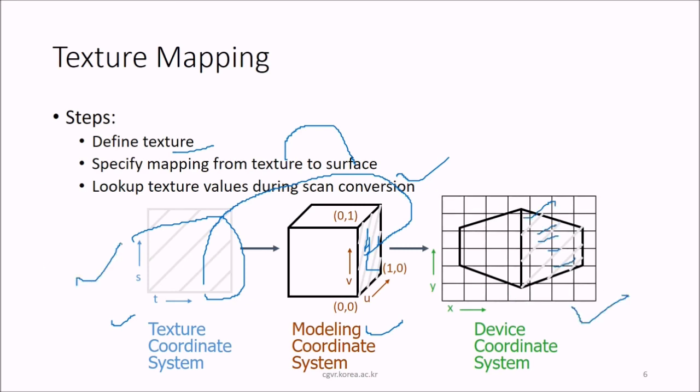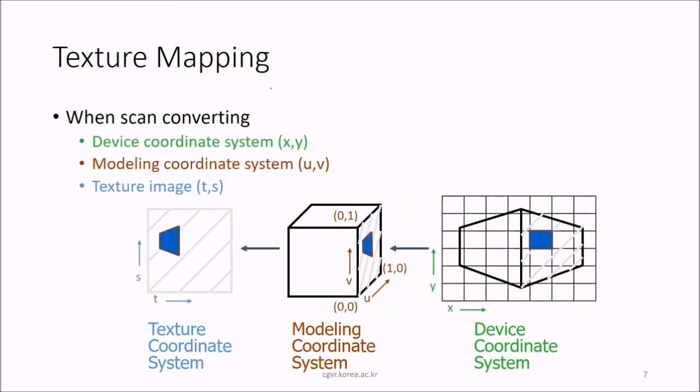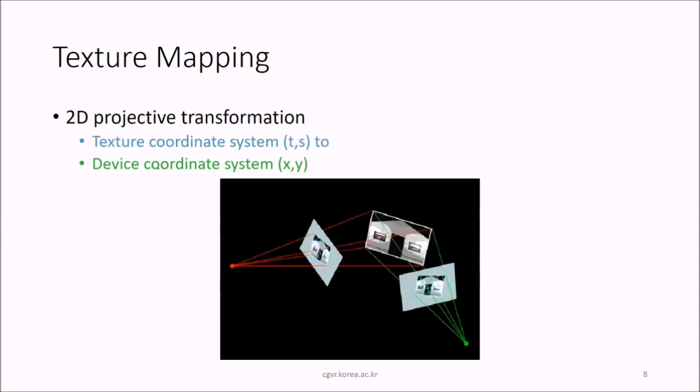Okay, so we define the texture, we specify mapping from texture to the surface, and then we look up texture values during scan conversion. When you are doing this scan conversion, what happens? The device coordinate system is XY, the modeling coordinate system is UV, and the texture coordinate system is TS. Okay, so this is how it is seen here, and this is how it will be seen here. Then we come to the 2D projection transformation.